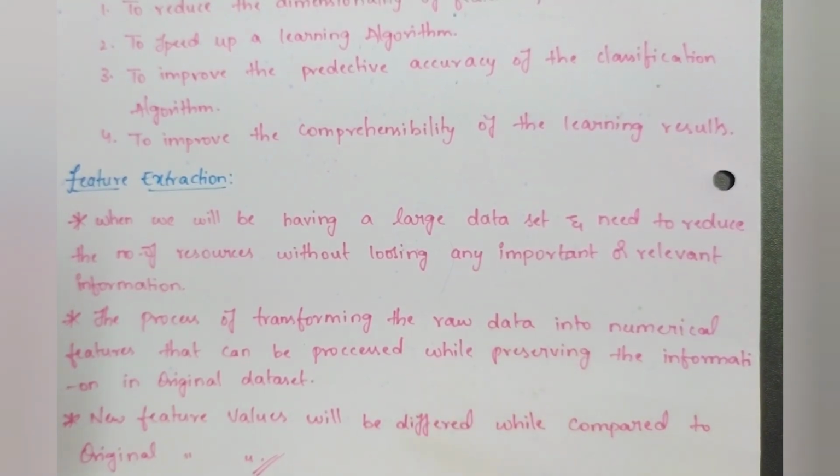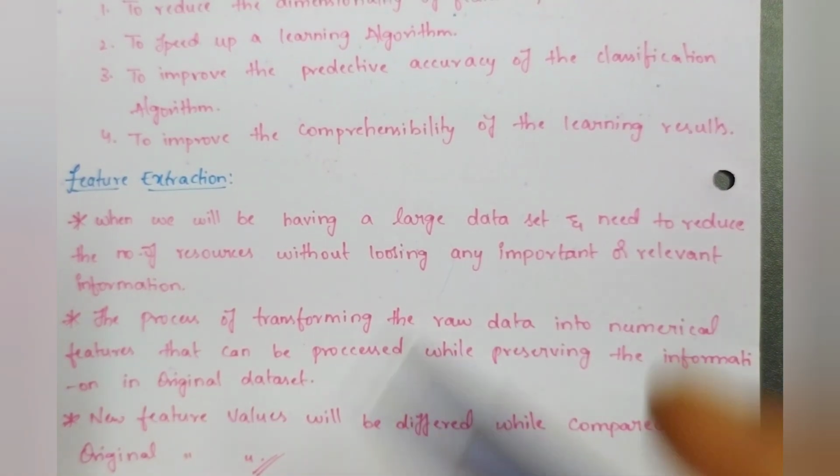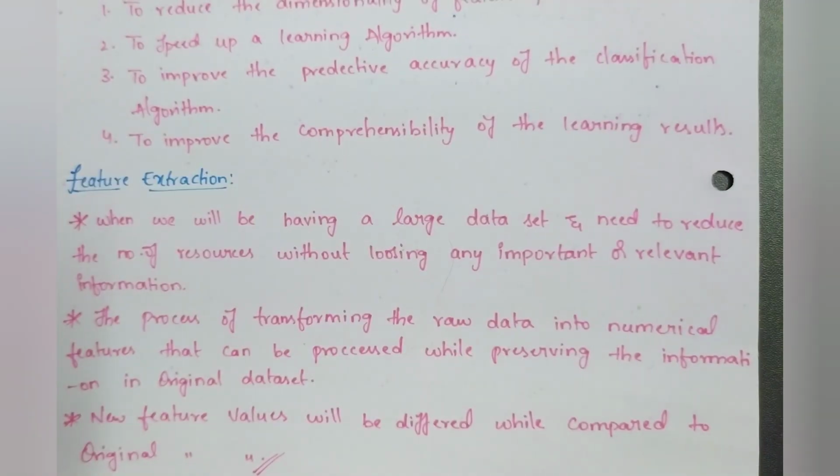It transforms the raw data into numerical features that can be processed while preserving the information in the original data set. By that it gives us new features which are linear combinations of the existing features. That means I'll say it clearly: we'll be getting new features, and these new feature values will differ when compared to the original feature values.